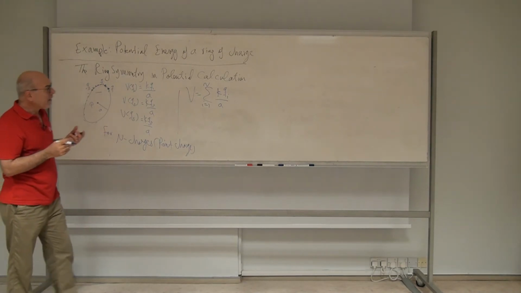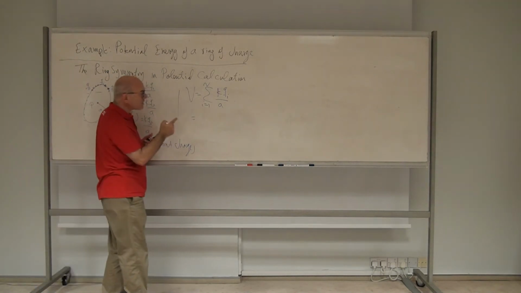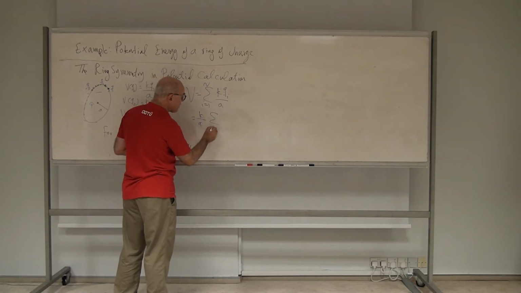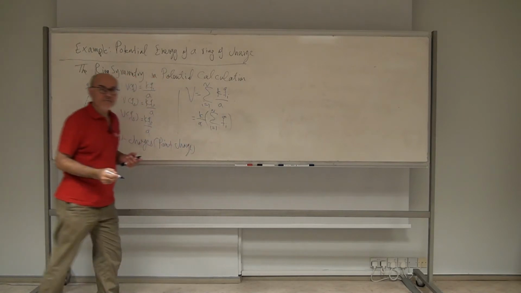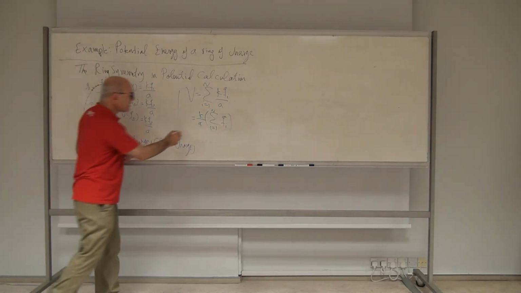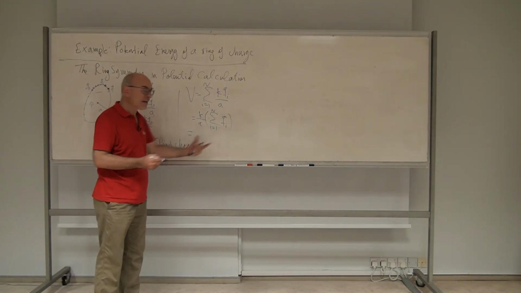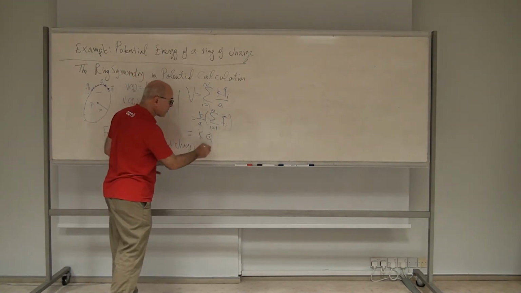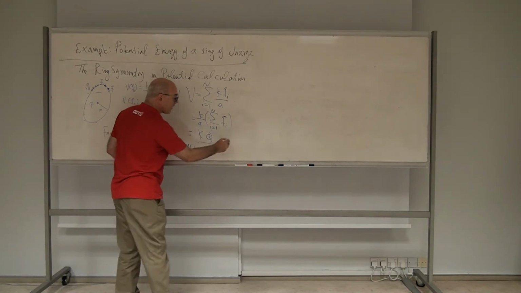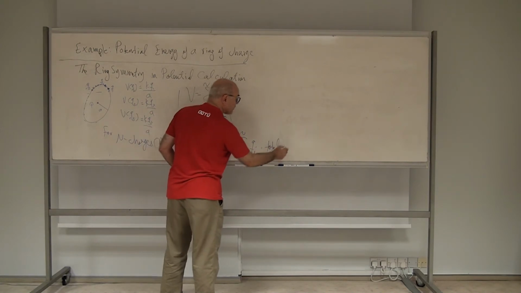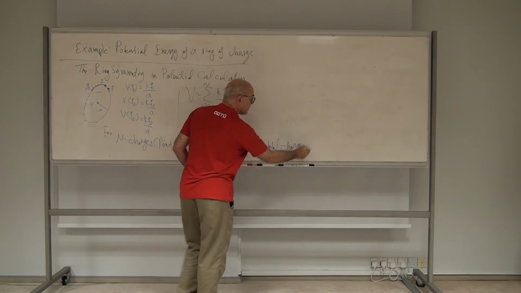Therefore, looking at this closely, we can write this as K over A, sum over i from 1 to n of Qi. Now, what is this? Well, this is actually the total charge on the ring. So this is KQ over A, where Q is the sum over i from 1 to n of Qi, the total charge on the ring.